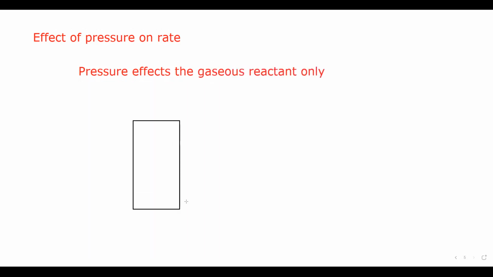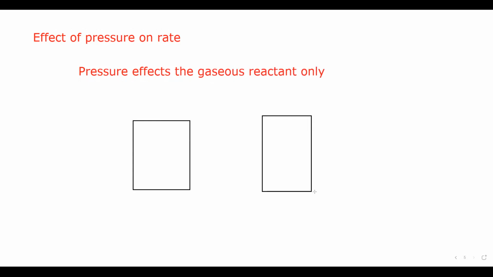So what is the effect of pressure on the rate? Pressure affects the gaseous reactions only. So for example, we have two containers. One is a large container, another one is a small container. And both have the same amount of gas at the same temperature. Temperature is also the same.